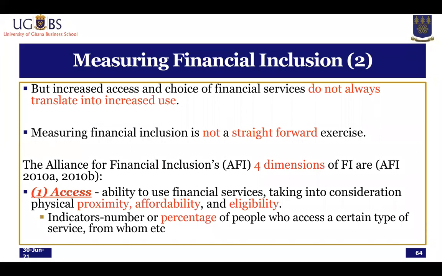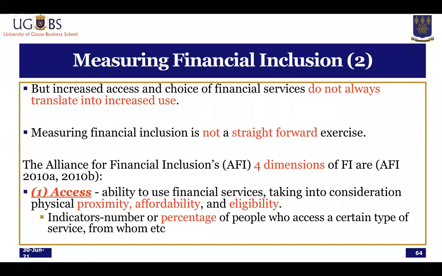So let's say access to an ATM. We can measure and say ATMs per 1,000 persons or 10,000 persons, and the number of ATMs that are available for about 1,000 persons or 10,000 persons to use. That tells you that access has been provided.